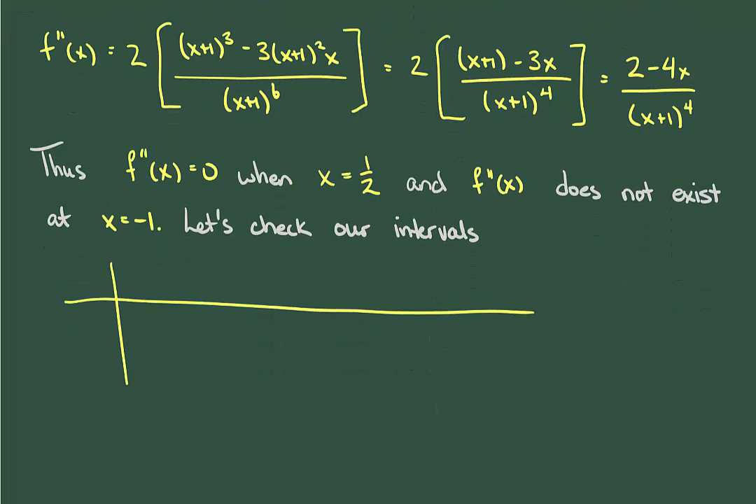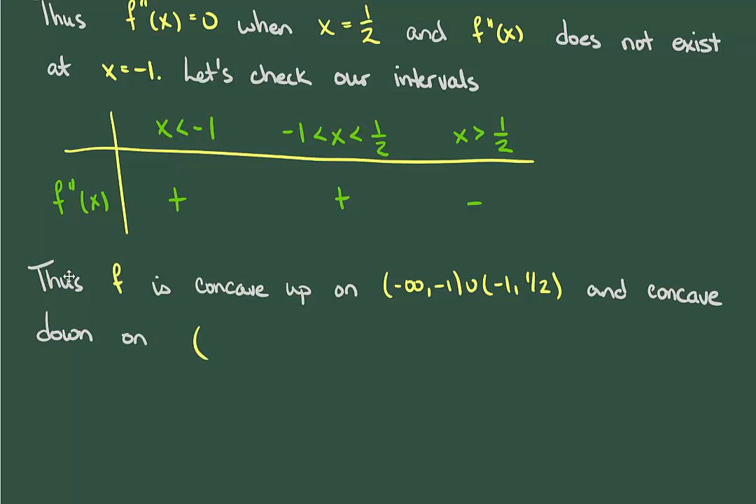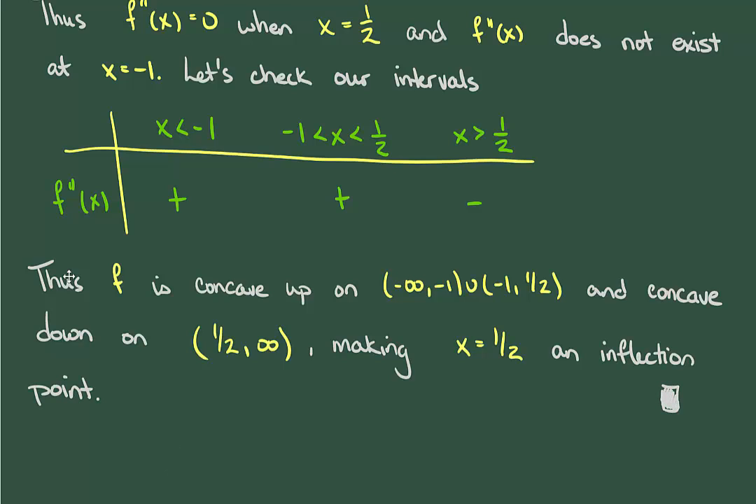Note that the denominator (x plus 1) to the power of 4 is always non-negative, so we can determine the sign of f double prime just by checking the numerator. Doing so gives us the following result for the signs of f double prime. Thus, by our theorem, we know that f is concave up on -∞ to -1 and -1 to 1/2, and is concave down on 1/2 to infinity. This makes x equals 1/2 our only inflection point. Thus, by looking at the second derivative of a function, we can infer something about the curvature of its graph.